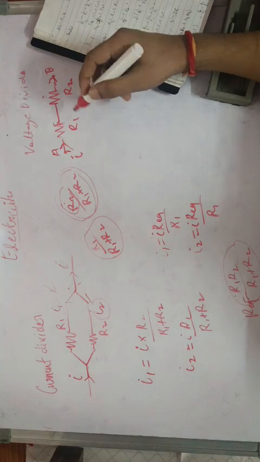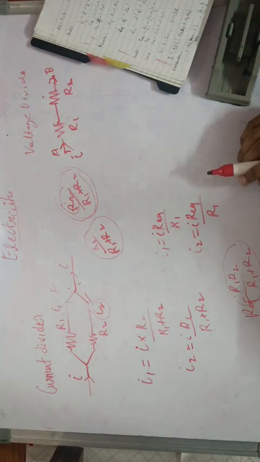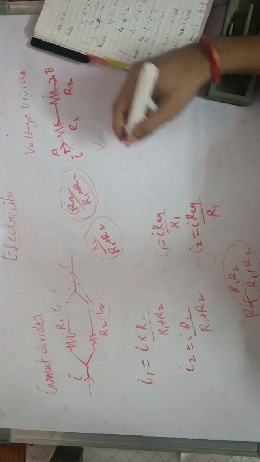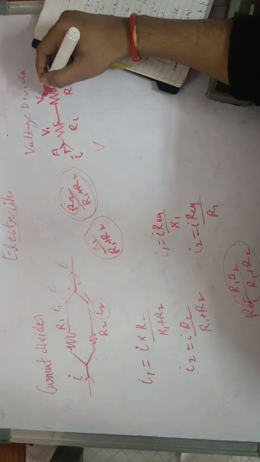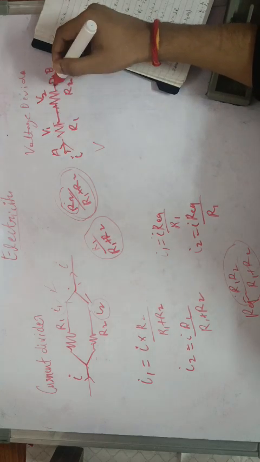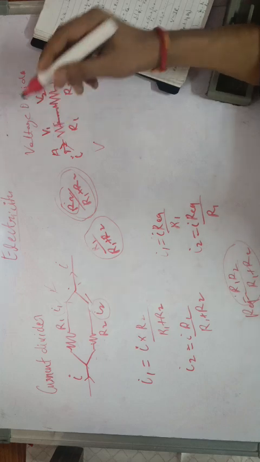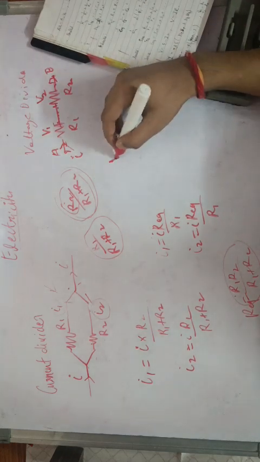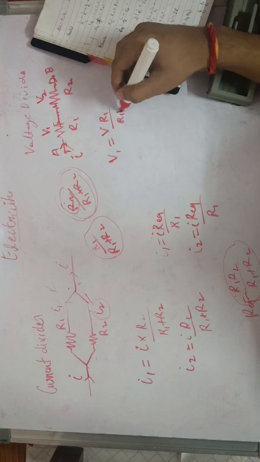So here in this case we know that the potential difference across A to B is, let's say, V. So the voltage across this R1 resistance, let's say it is V1, and let's say it is V2 across this resistor. Across this resistor the potential difference is V2, and across this resistor the potential difference is V1. So V1 would be equal to V times R1 upon R1 plus R2.